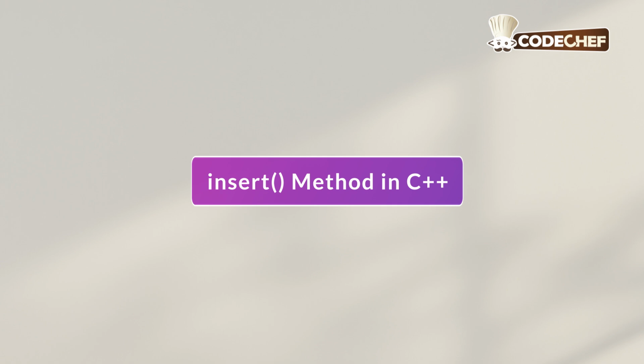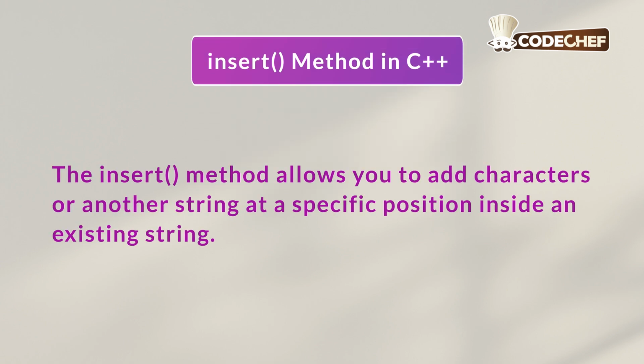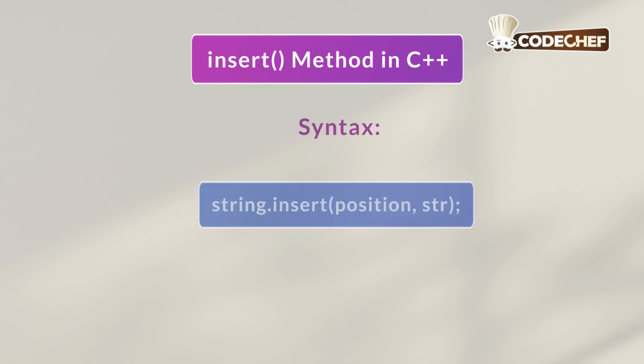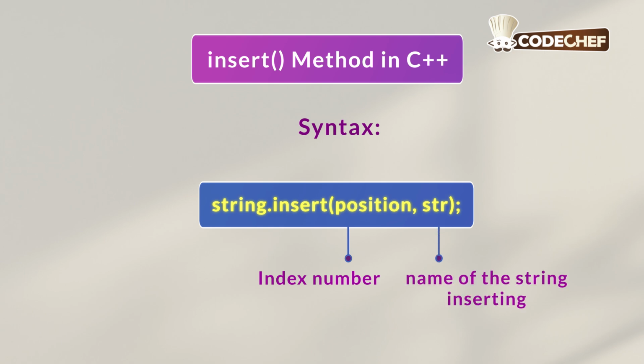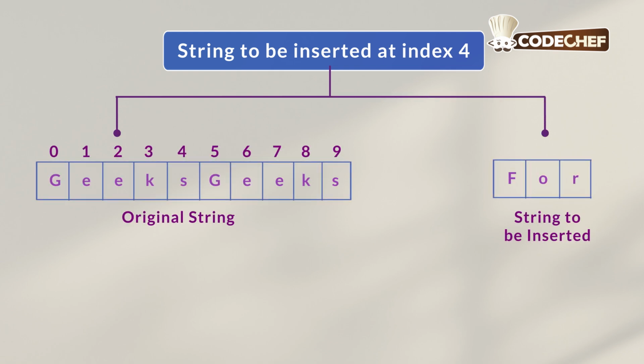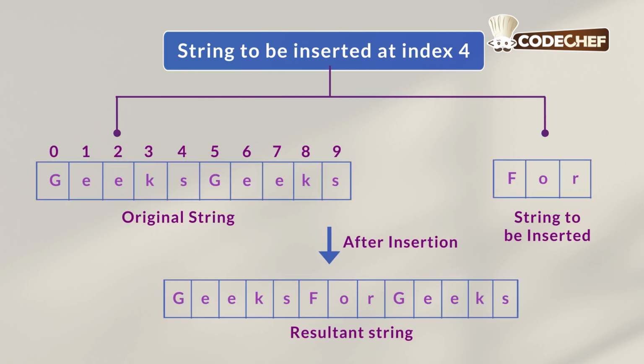Insert method in C++. The insert method allows you to add characters or another string at a specific position inside an existing string. Its syntax is string.insert, then inside braces position comma str, bracket close and semicolon. So here position is the index where you want to insert, and str is the string that you want to insert into the existing string.